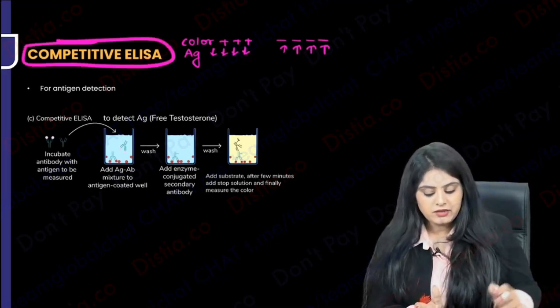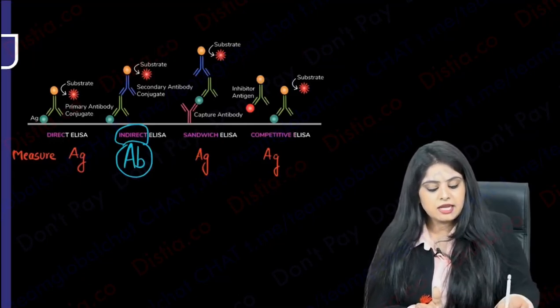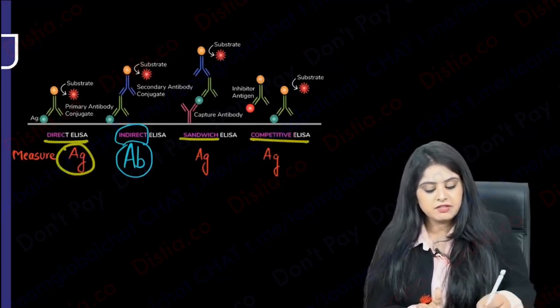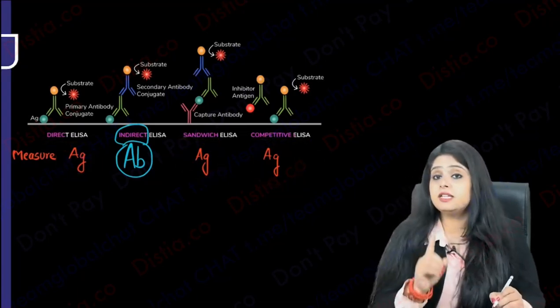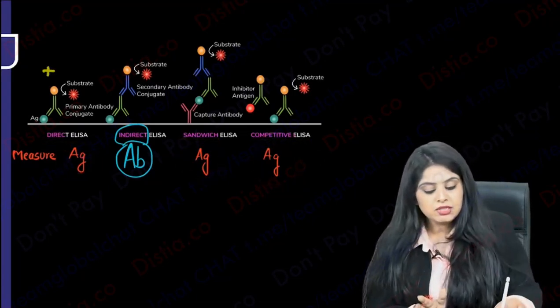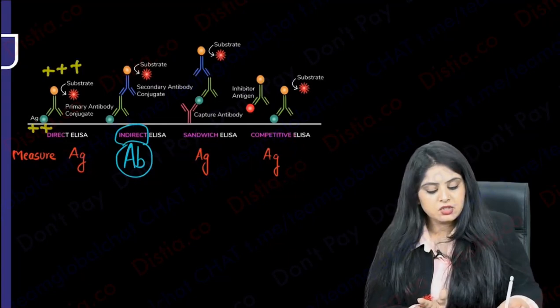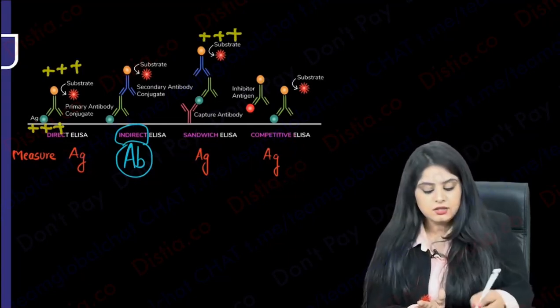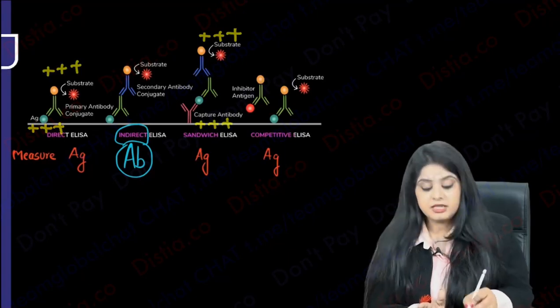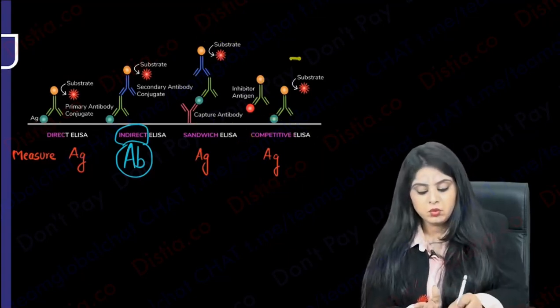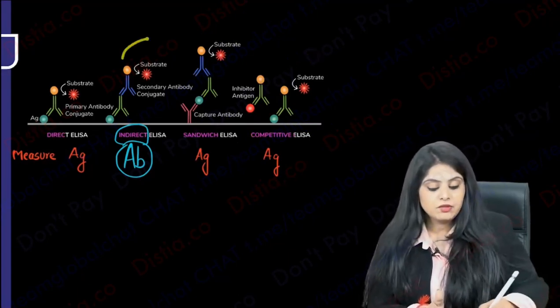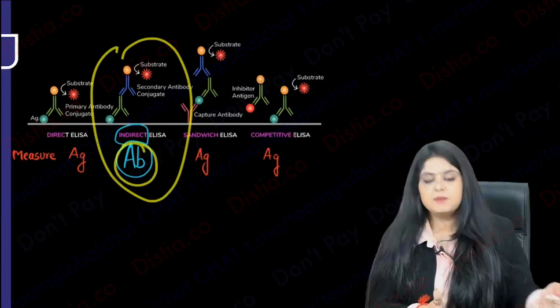So now when we do a final summary, didn't I tell you direct, sandwich, competitive? In everything you study the antigen, but in everything, if you remember, the more color you get, the more is the antigen. But in competition, it is ulta. The more color you get, the less is the antigen. And what were you doing in indirect? You were testing for antibody.